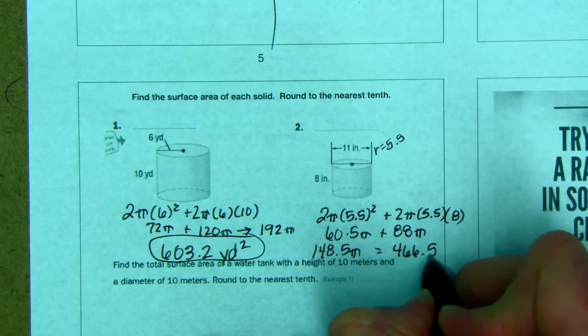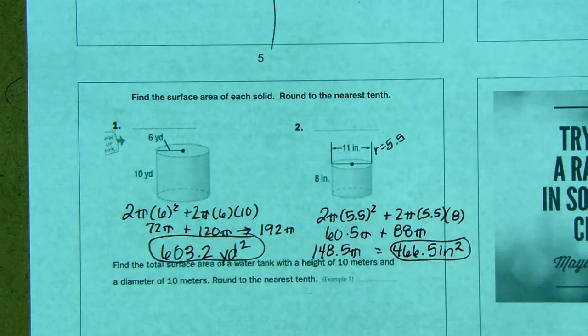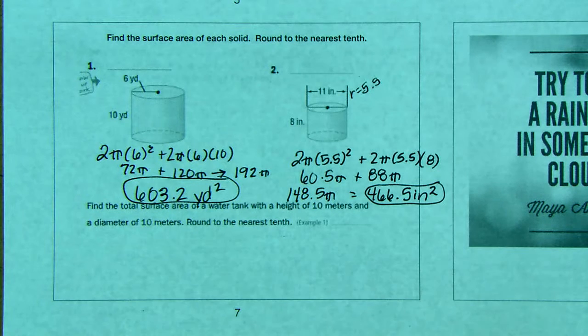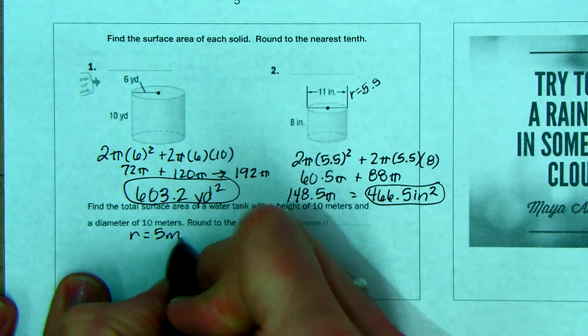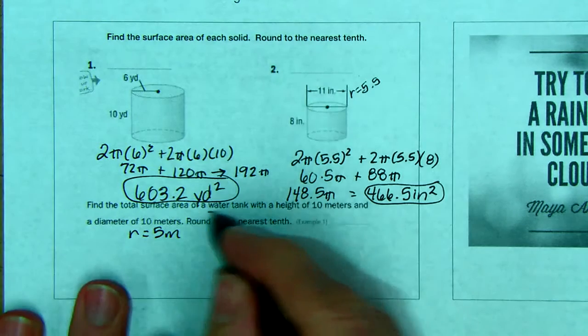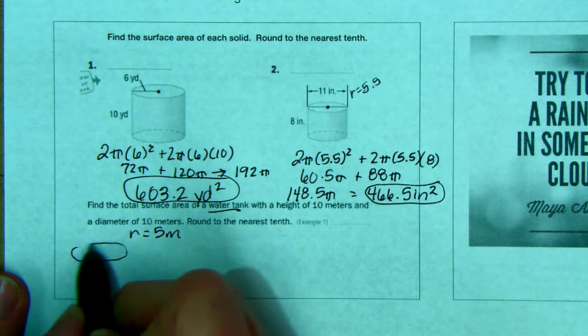All right, this last word problem, find the total surface area of a water tank with a height of 10 meters and a diameter of 10 meters, which means a radius is 5 meters. Round to the nearest tenth. Now, think about this, a water tank. How many of you have water tanks that have covers on top of them? This is going to be an open cylinder. Yeah, we've got a bottom, but there's no top on there, no top.